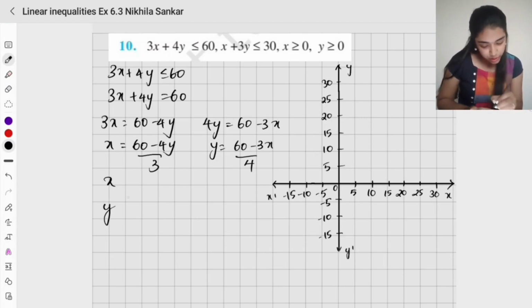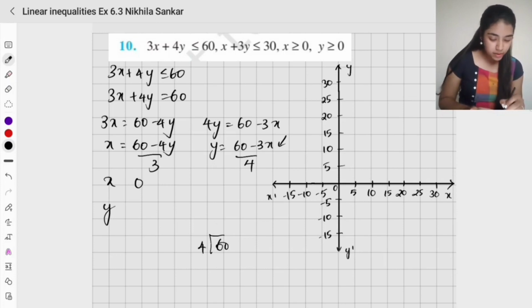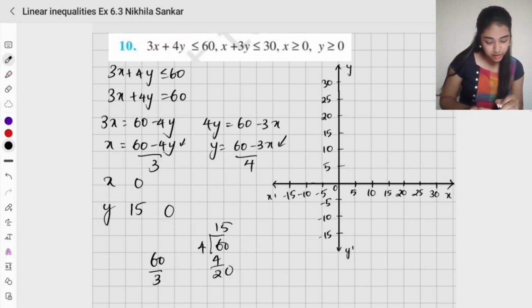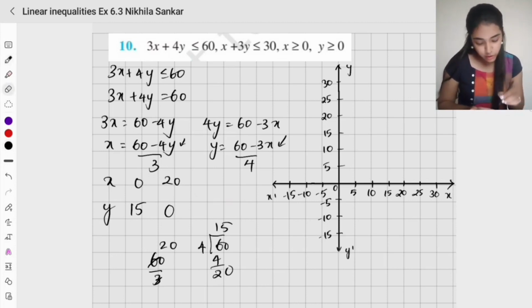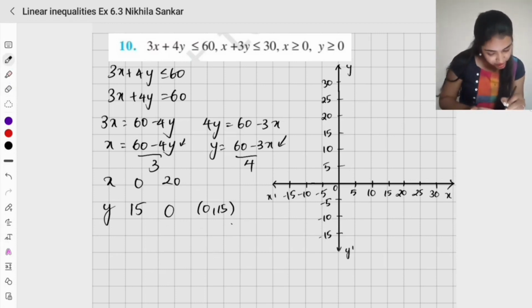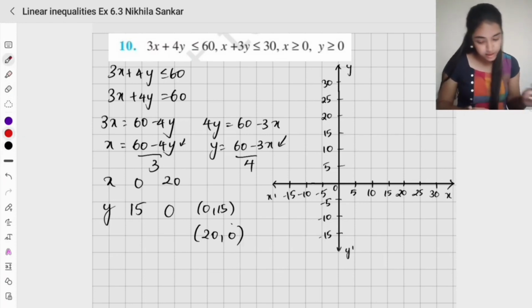இப்போ x க்கும் y க்கும் value போட்டா when x is equal to 0, I have 60 divided by 4. 60 divided by 4 பண்ணா 4 ones are 4, 4 5s are 20. Okay? So y value 15 ஆக போகுது. y 0 போட்டா x is going to be 60 divided by 3. 3 2s are 6, so 20. So what are my solutions? The solutions are going to be (0, 15) and (20, 0). So என்னென்ன points, I'm going to mark them in the graph.